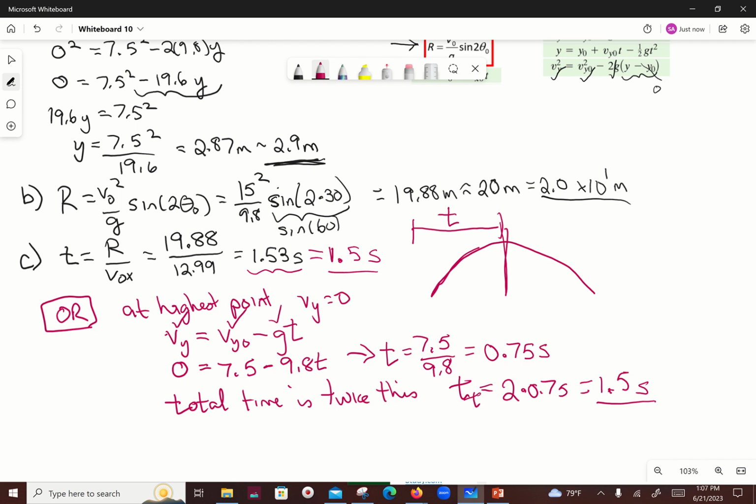Okay, so that's it. That's all the things that you can be asked to solve for. Make sure you're able to do problems like this, and you should be good for anything that you see on the homework or that you see on the test.